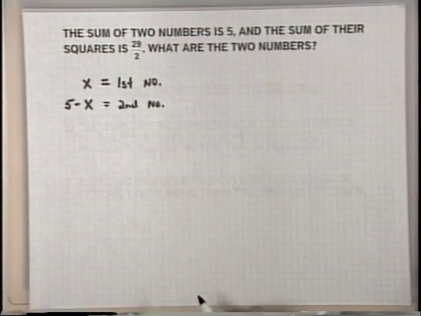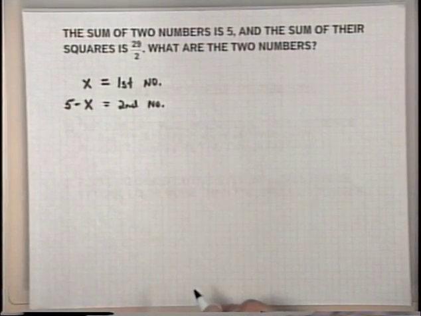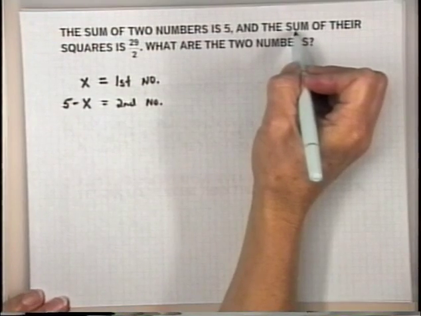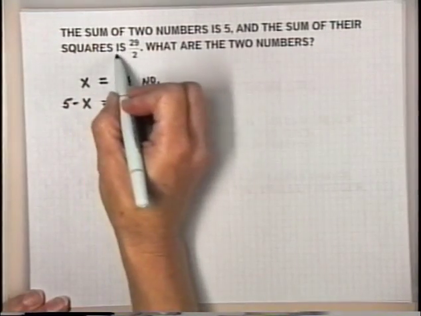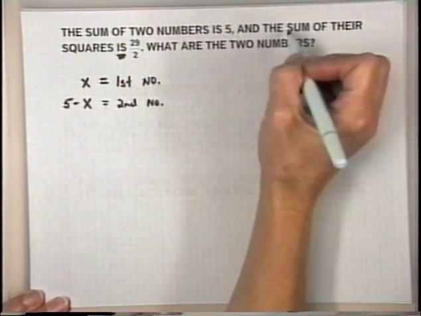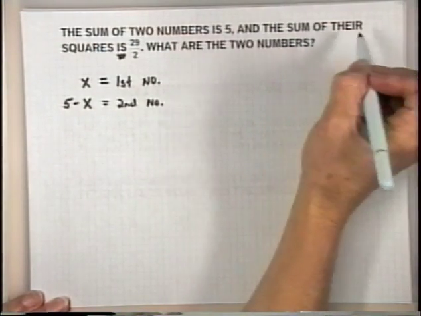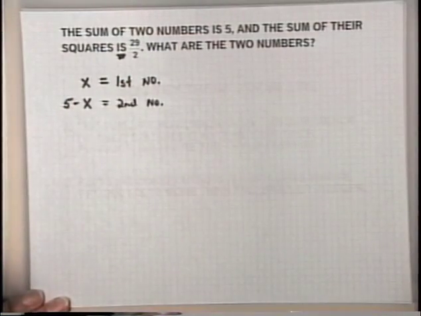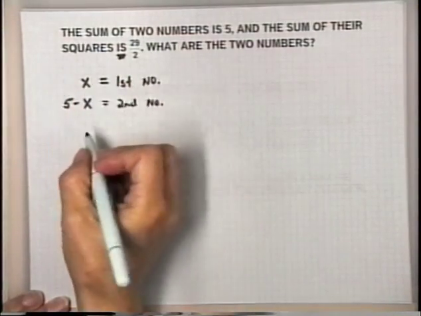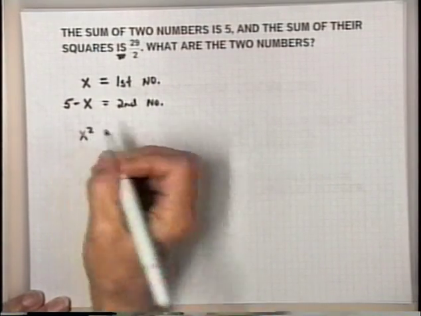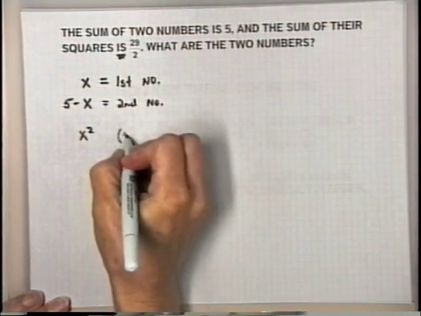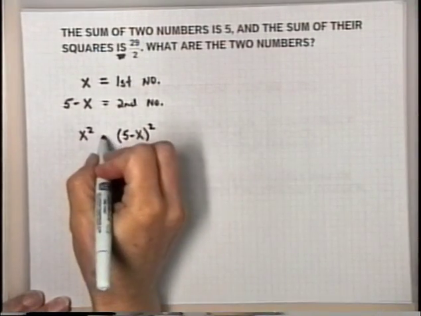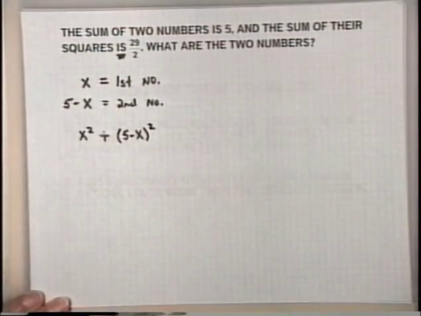Now, let's see if we can write an equation, since there's no picture that we could draw for this problem. Notice here we are told the sum of their squares, there's my is. Sum means I'm going to add their squares. If you square something, you raise it to the second power. So I'm going to raise the first number to the second power. I'm going to raise the second number, which is 5 minus x, to the second power, and I will do their sum. That means I will add those together.